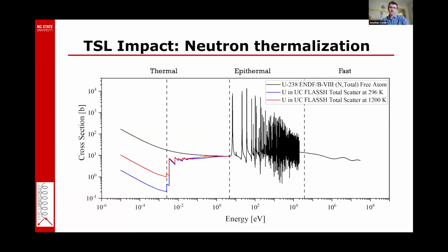I'm showing this because you can see, in the black, the U-238 ENDF/B-VIII total free atom cross section, with the uranium and uranium carbide evaluated thermal scattering contribution. So you can see the impact that the thermal scattering law has on the cross sections in the thermal range. This is specifically showing you the impact of the thermal scattering law on thermal cross sections.